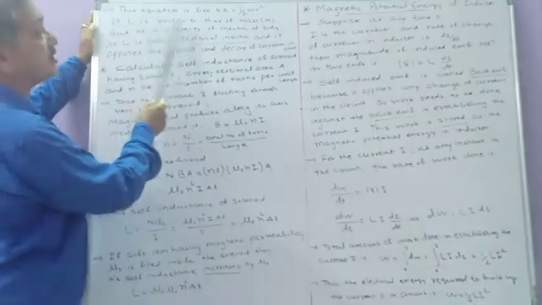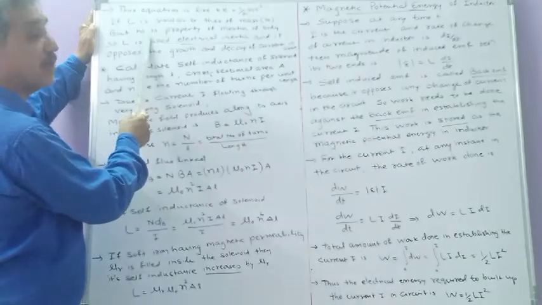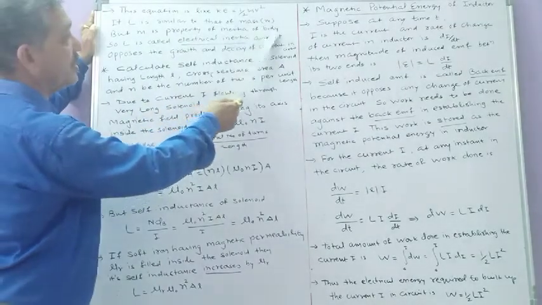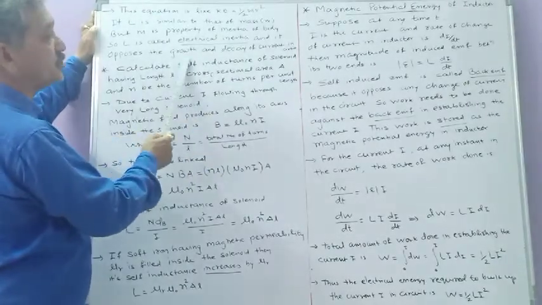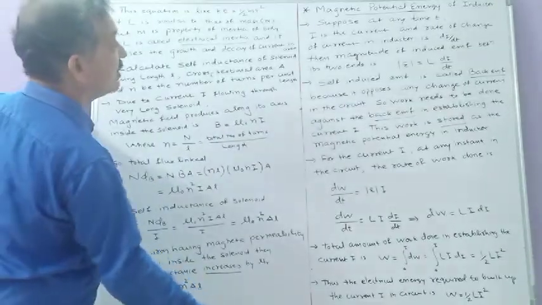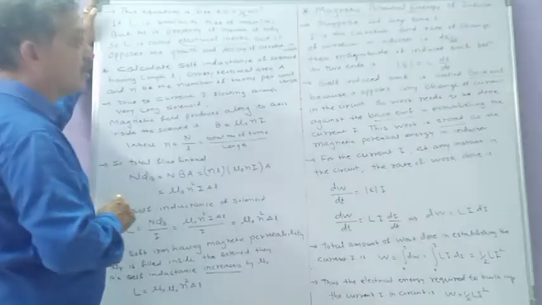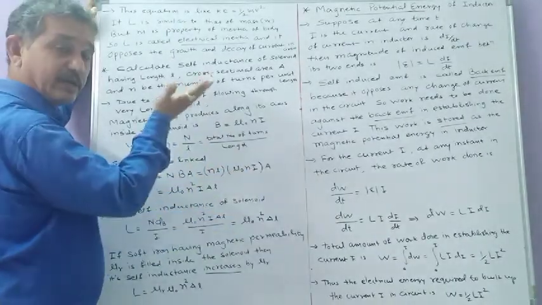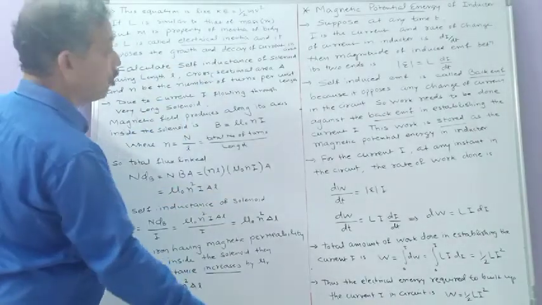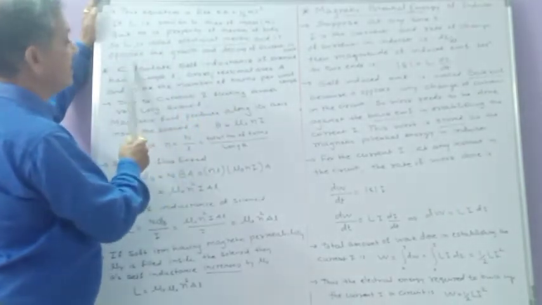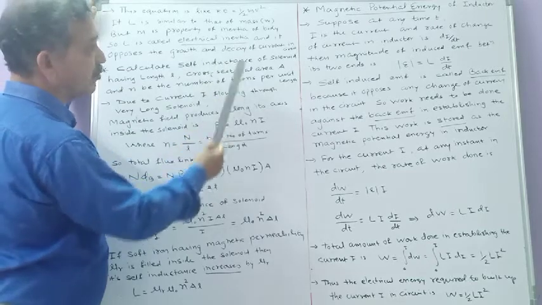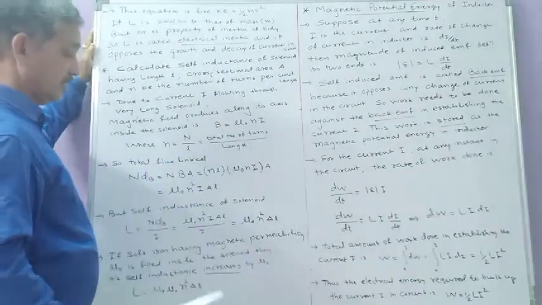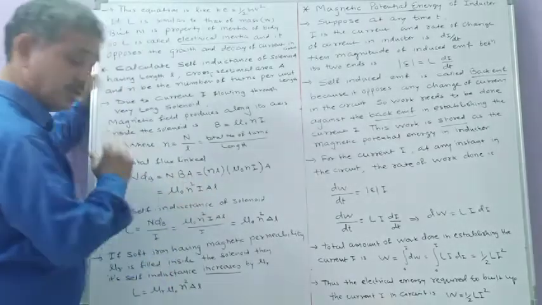So L is similar to that of a mass, but mass m is the property of inertia of a body. So L is called electrical inertia, and it opposes the growth and decay of current in a circuit. What does it do? In a circuit, when the current increases or decreases, it opposes that. So it is electrical inertia. L is called electrical inertia and it opposes the growth, that is the increase, and decay, meaning decrease, of current in the circuit.